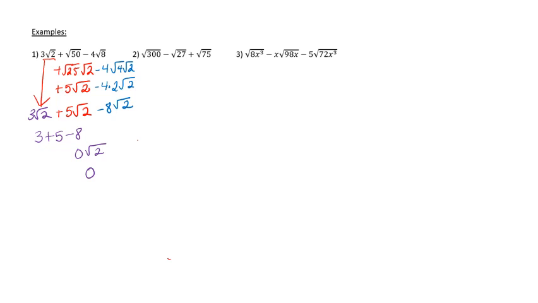So let's look at the next example. Square root of 300, that is not simplified because 100 goes in there 3 times. The square root of 100 is 10.